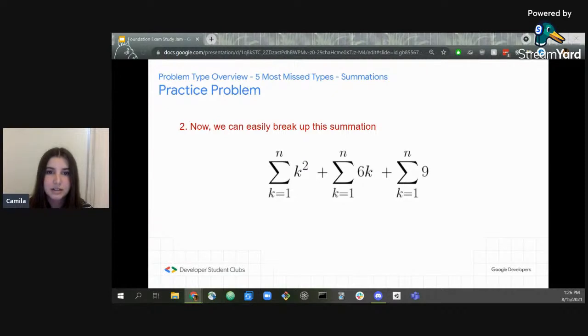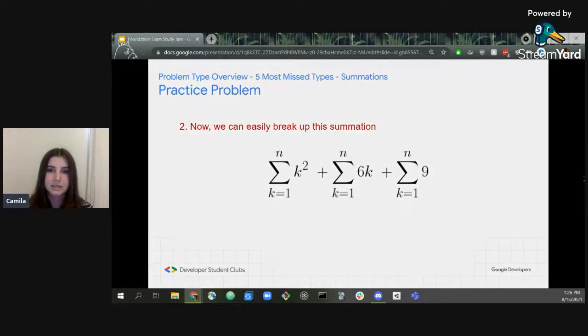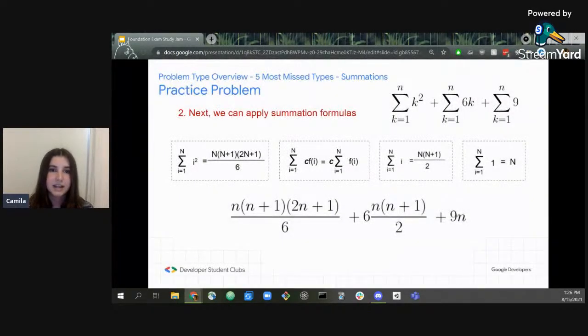Next we can actually see that we can plug in our summation formulas. And here we have all of the summation formulas that were used for this problem. Also, guys, if you have any questions, please put them in the YouTube comments. I'm going to try my best to answer those, or our team can also answer.